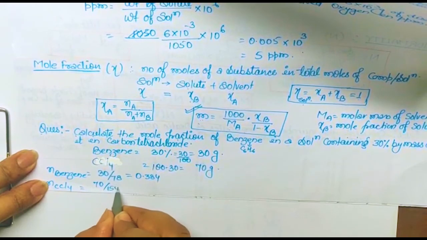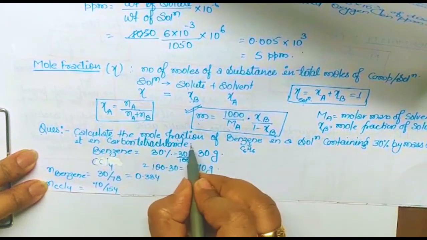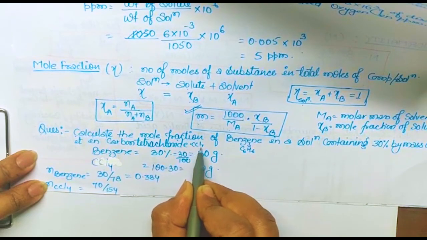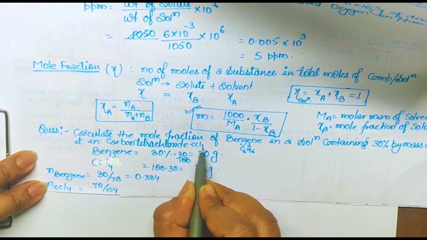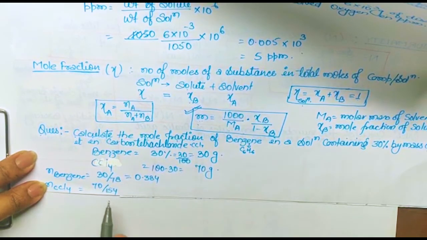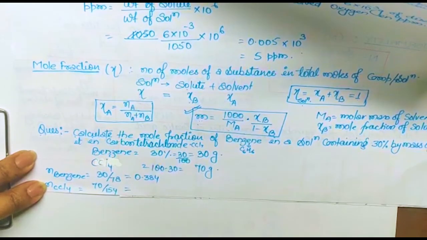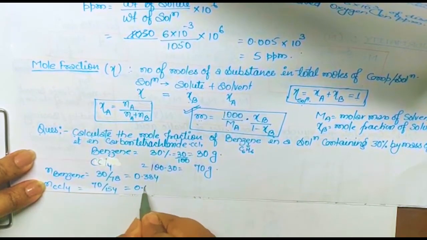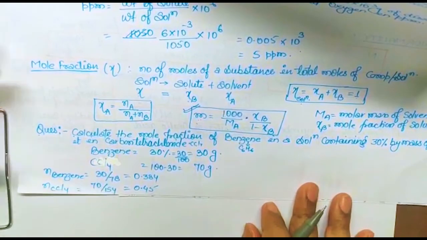Now similarly find the moles of CCl4, that is 70, and CCl4 molecular mass is 154. You just check CCl4. So this is 35.5 multiplied by 4, it will be 142. 142 plus 12, 154, isn't it? And if you solve this, you will get 0.45. So these are the moles we have found.